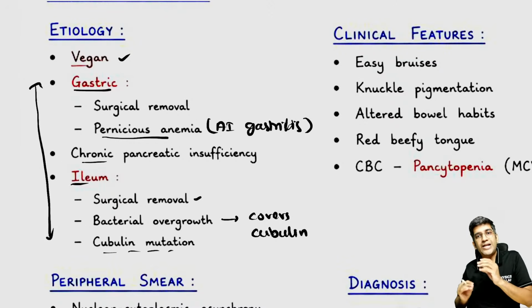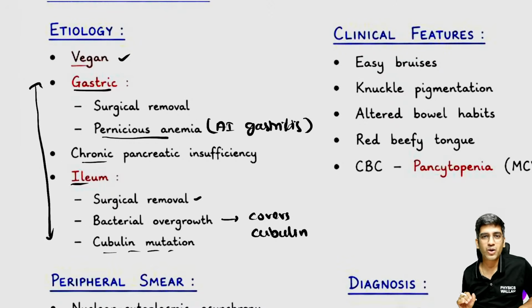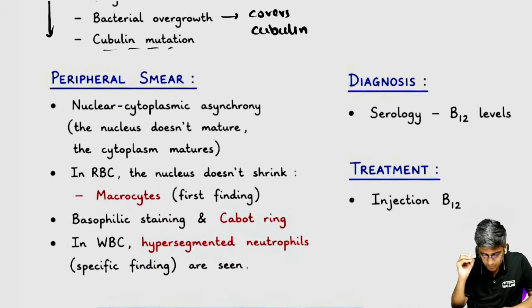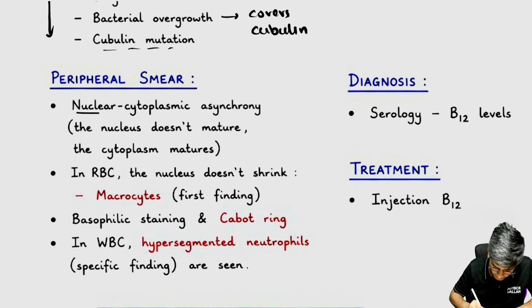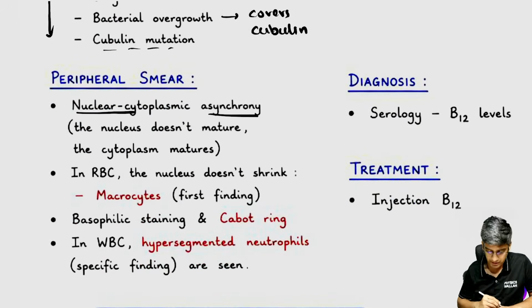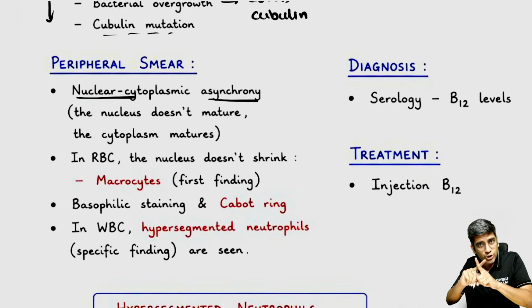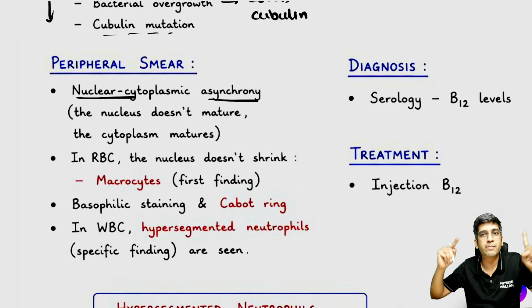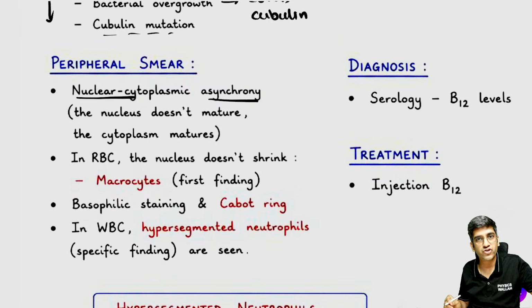So the moment B12 is reduced, B12 is a very, very important vitamin. B12 is involved in multiple chemical reactions. If you remember biochemistry, cobalamin, right? Along with folate, it is involved in multiple things. One of the important problems in B12 deficiency is nuclear cytoplasmic asynchrony, which means the cytoplasm matures, the nucleus doesn't mature. That's an important pathogenesis in B12 deficiency and megaloblastic anemia.